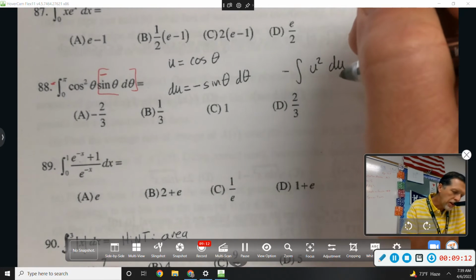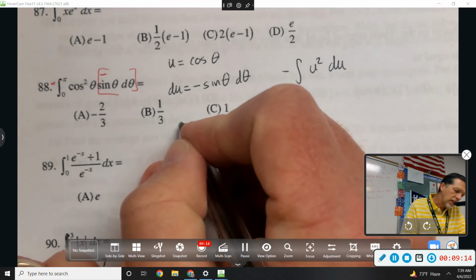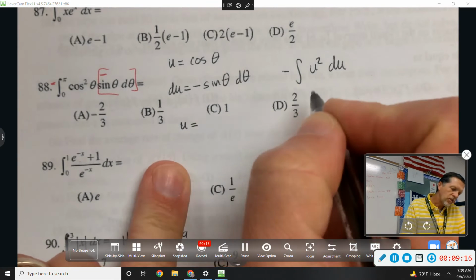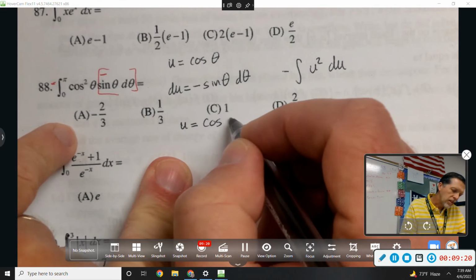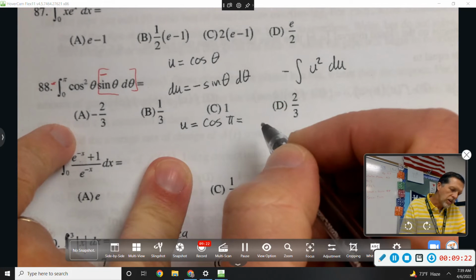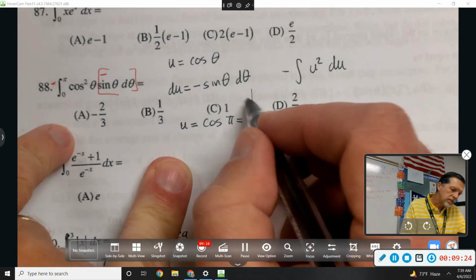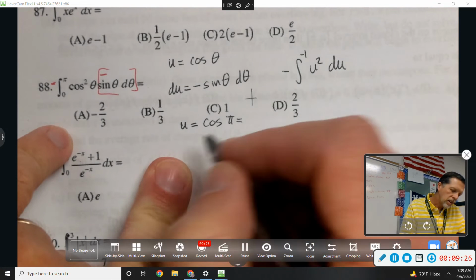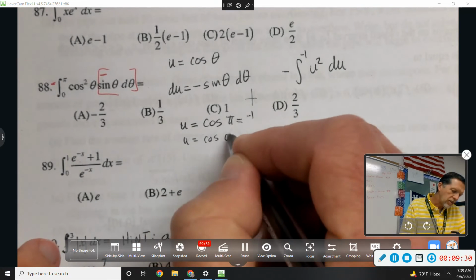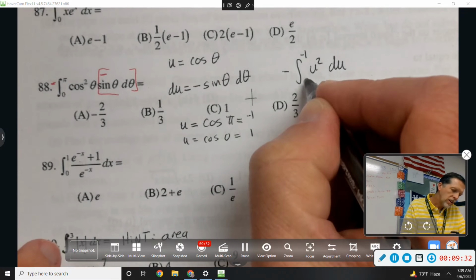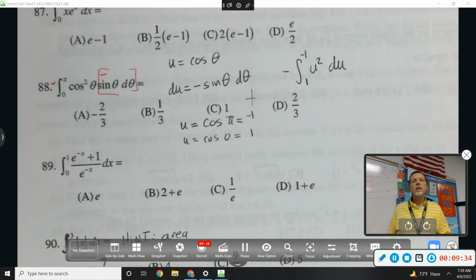I think I want to be in the habit of switching it because, again, the test can ask questions that force you to switch the limits. So cosine of pi is negative 1. And cosine of 0 is positive 1. Now I'm glad I did that.